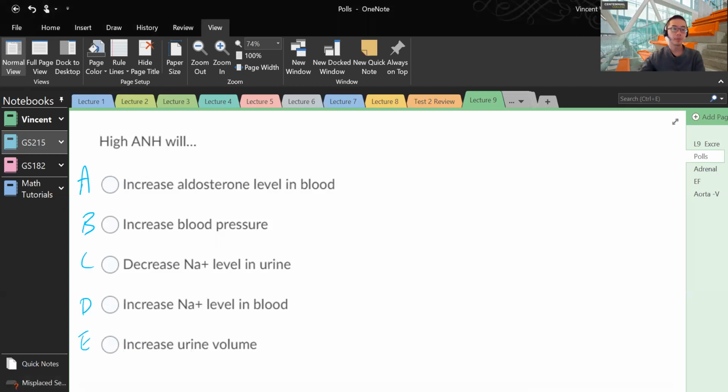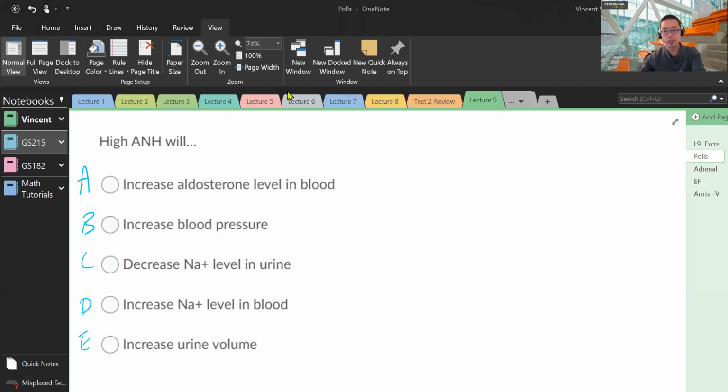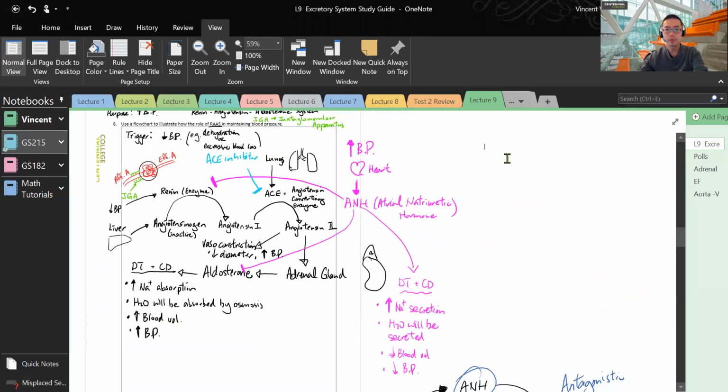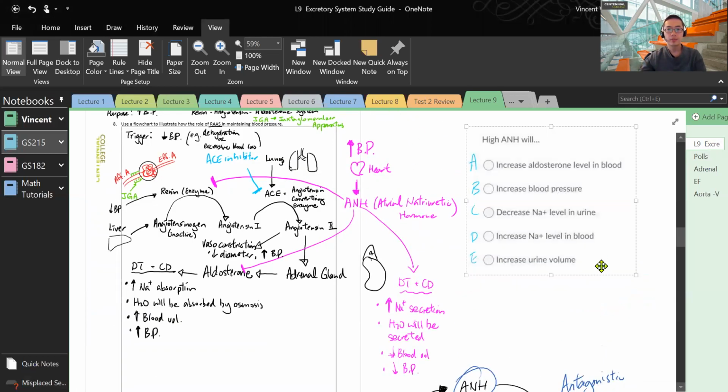You know what? Let me copy this question here, and we're going to go back to this chart. ANH will increase aldosterone level in the blood. Well, let's take a look. You can see here ANH inhibits aldosterone, right? So it doesn't actually change the level of aldosterone. It just blocks them. So that's not the answer.